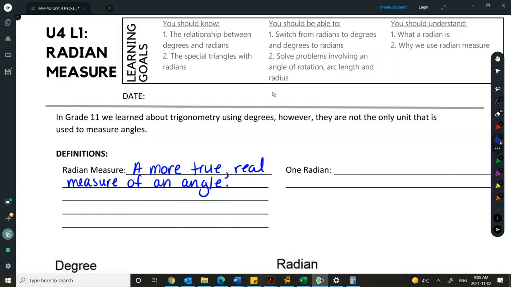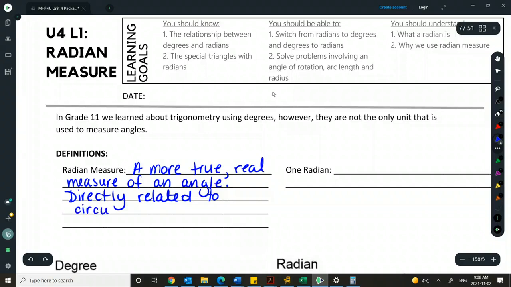Who remembers, take your brain back to grade 9, who remembers the formula for circumference of a circle? Mathushini? It is 2 pi r. So if we think about circumference of a circle, so let's just say first directly related to circumference of a circle, which is, as Mathushini said, 2 pi r.